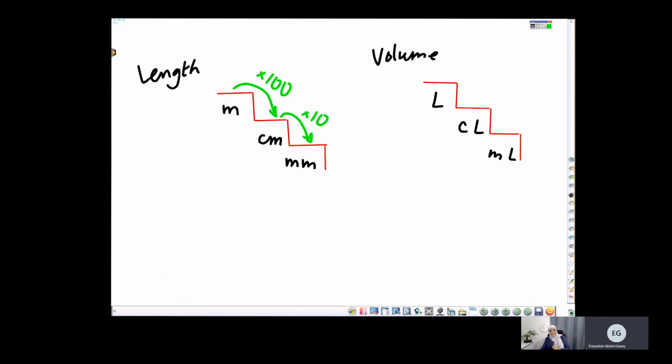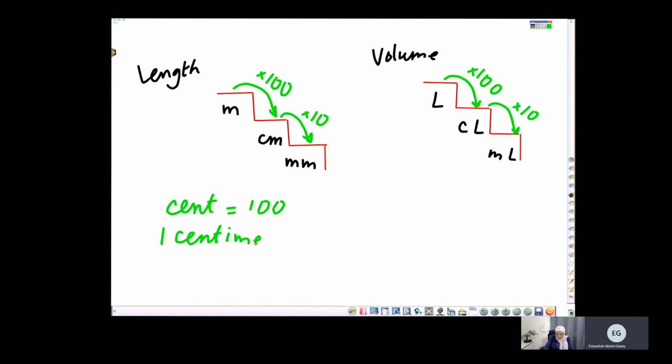From liter to centiliter, you multiply by 100. From centiliter to milliliter, you multiply by 10. We have to speak about the language. If you know French, the word cent means 100. So when we say centimeter, 1 centimeter, it is one part out of 100 parts of a meter.